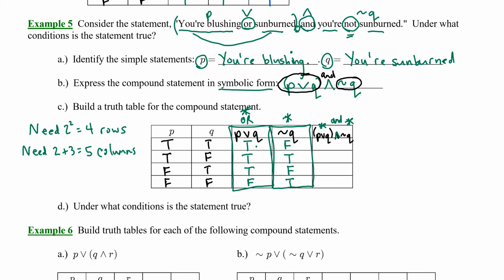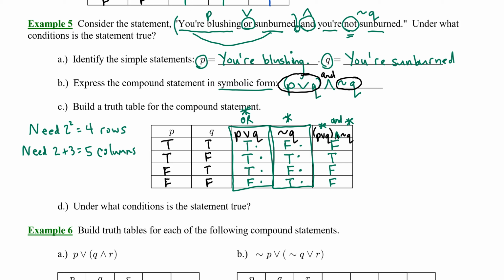So in row 1, I have true and false. Well, both components are not true, therefore the conjunction is false. Row 2, there's the case we're looking for. Both components are true, therefore the conjunction is true. Row 3, one is true, the other one is false, therefore the conjunction is false. And we've got one false and one true on row 4, therefore the conjunction is false.